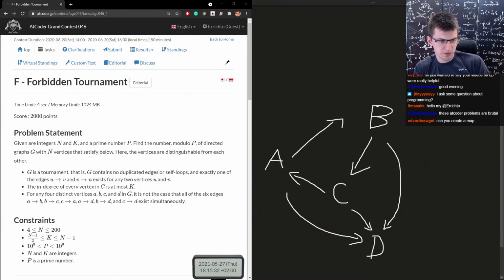Can you create a map? Or what kind of map? Graph G is not given. We need to count graphs satisfying this.